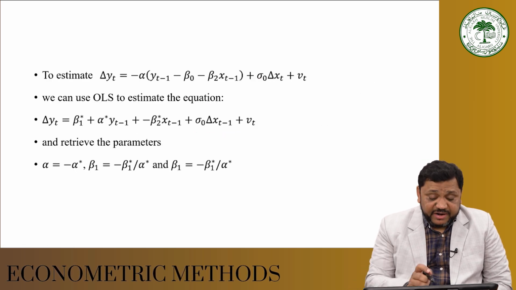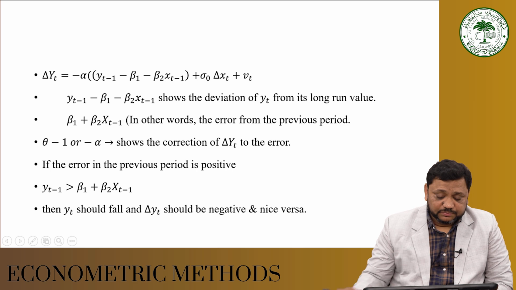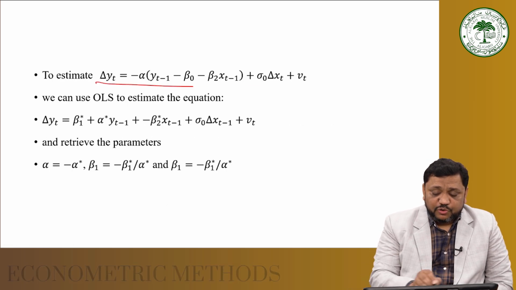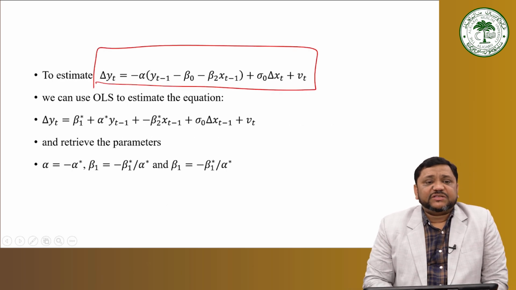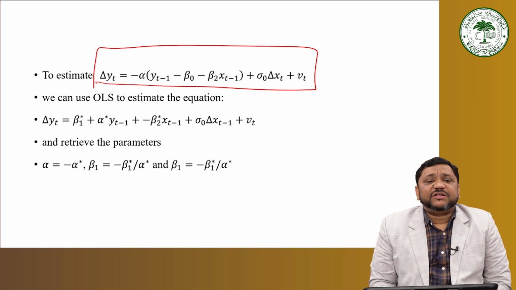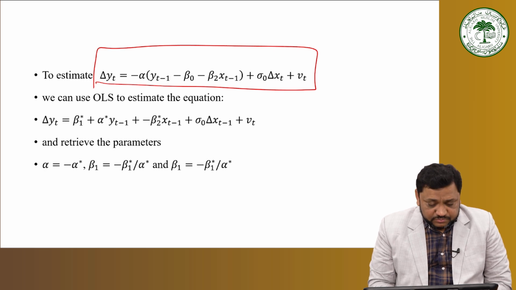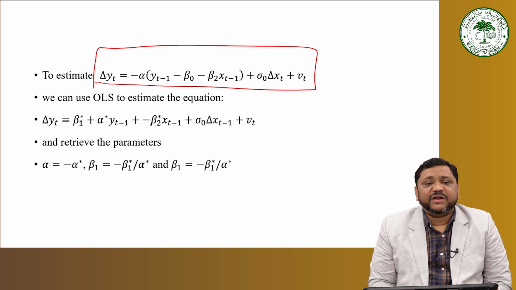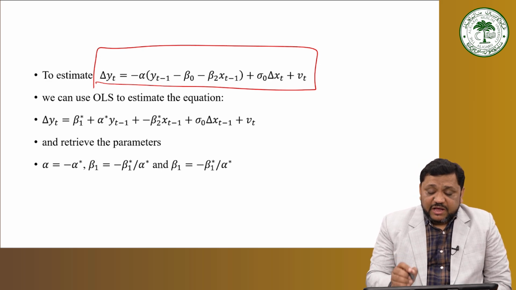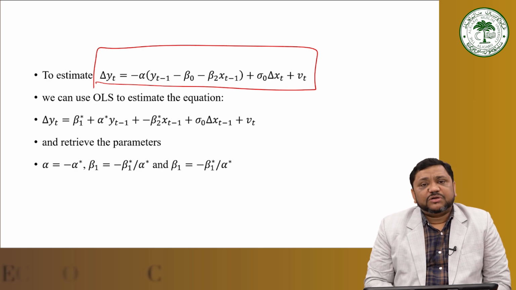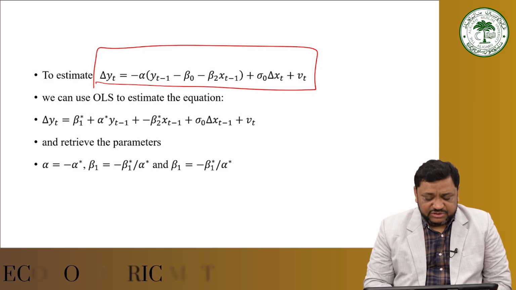And now to estimate this, delta yt is equal to minus alpha within brackets yt minus 1 minus beta 1 minus beta 2 xt minus 1, plus sigma naught delta xt plus vt, we can use our ordinary least squares method.